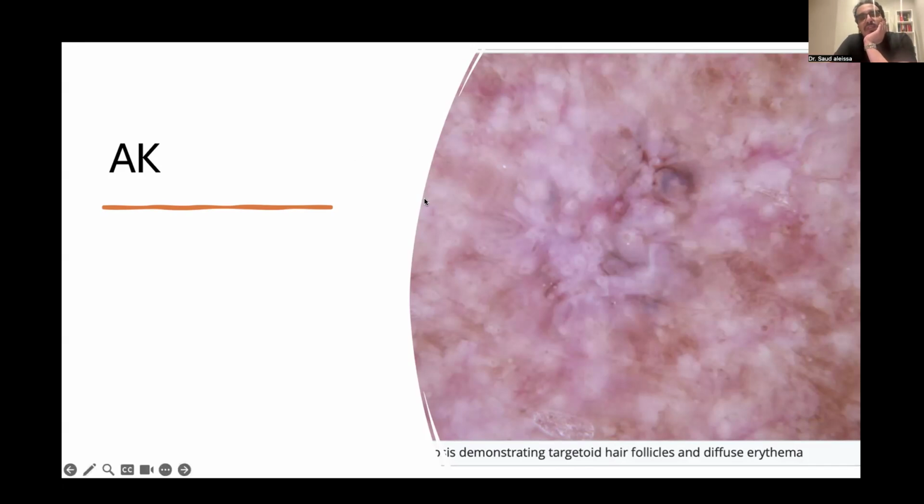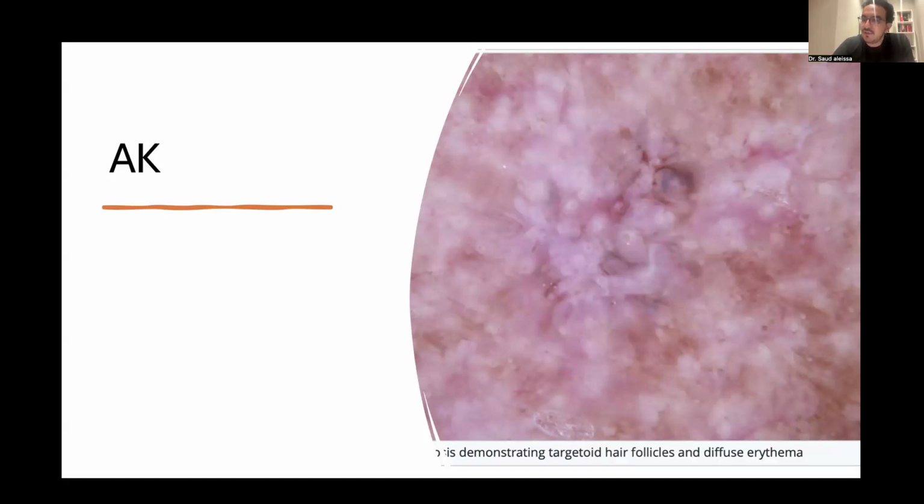Okay, how do we treat AKs? We usually treat them with cryotherapy. Just liquid nitrogen. We spray them 5 to 10 seconds. That's the easiest way to do it. Sometimes patients are covered with AK. When I say covered, they're covered. They have hundreds, so it's not feasible to treat them all.